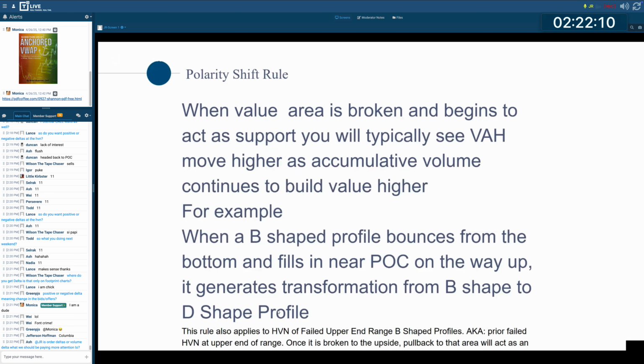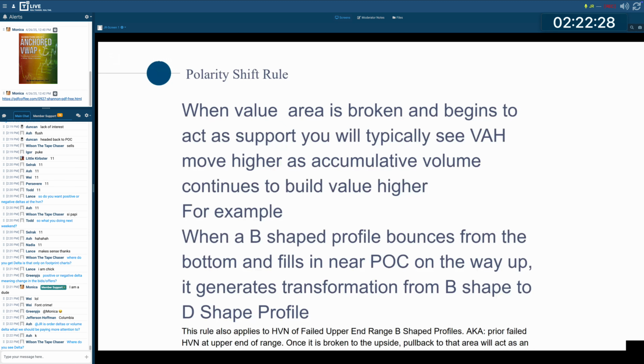In order deltas or volume delta, are we? In this case, I'm talking about order flow delta, volume delta, Ash. I'm talking about volume delta.